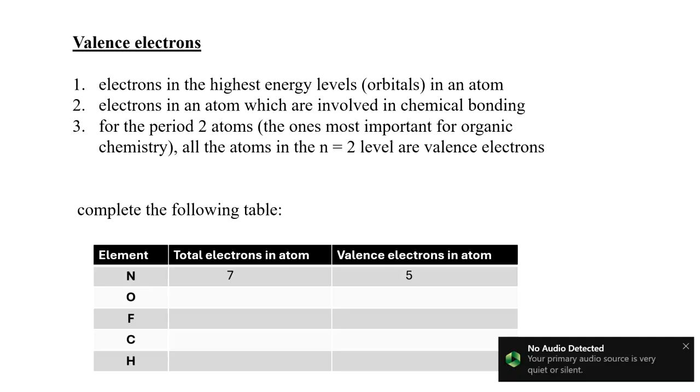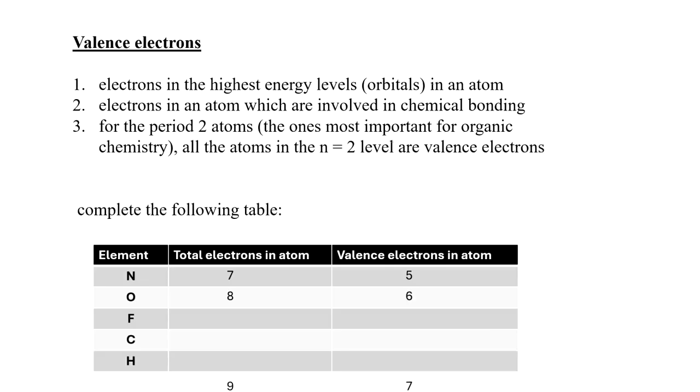For oxygen, there are 8 total electrons and 6 are valence electrons. So there are 6 involved in chemical bonding. Fluorine has 9 total electrons, 7 that are valence. Carbon has 6 electrons, 4 of them are valence. And then hydrogen has 1 electron, and it is a valence electron.